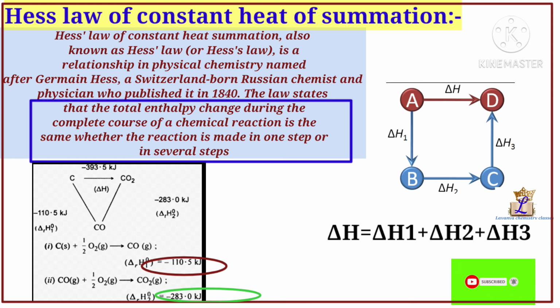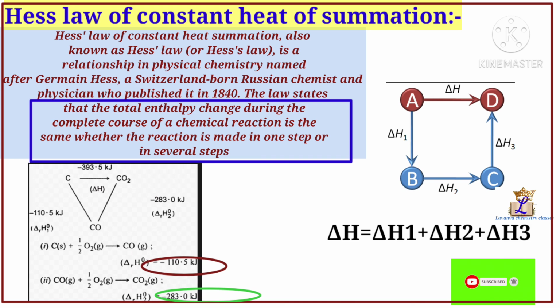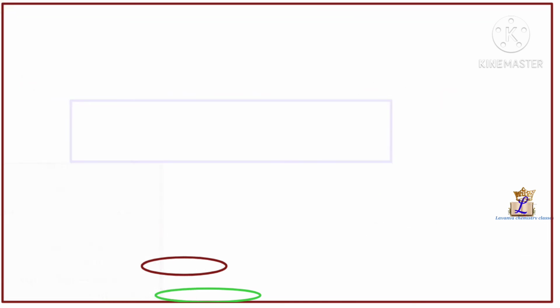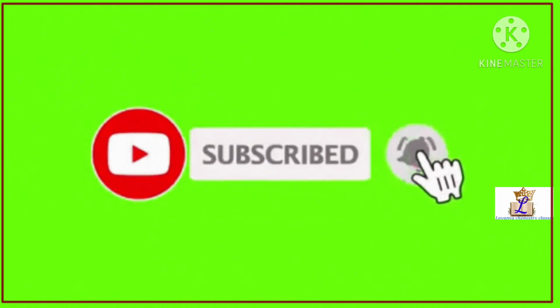Once again I repeat this statement. The total enthalpy change during a chemical reaction is the same whether the chemical reaction takes place in one step or in several steps. This is Hess's law of constant heat summation.